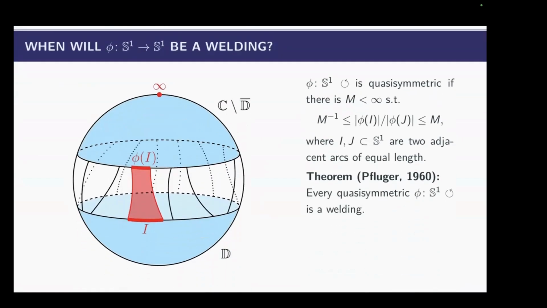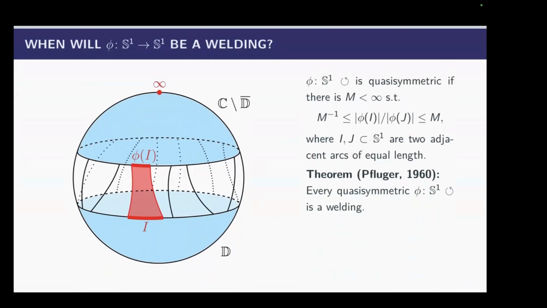Okay, so let me start by giving you some positive results, something very classical and well known, which is sufficient conditions for a map to be a welding. The classical example are quasi-symmetric maps. I will just remind you that a circle homeomorphism is quasi-symmetric if there is some M greater than 1 and less than infinity, so that if you take a pair of adjacent arcs of equal length, then when you compare in the image the ratio between their lengths, it stays uniformly bounded. So this ratio stays between M^{-1} and M.